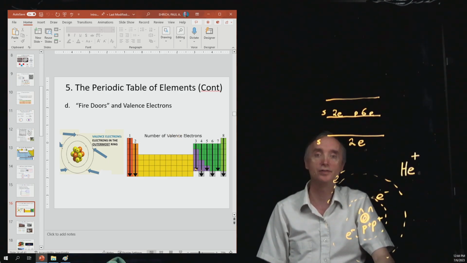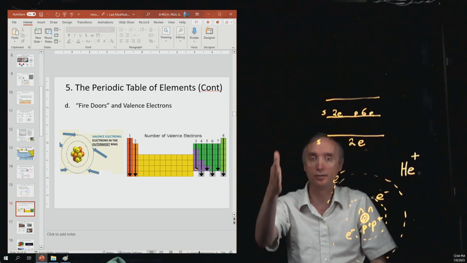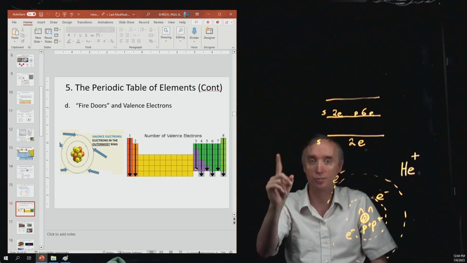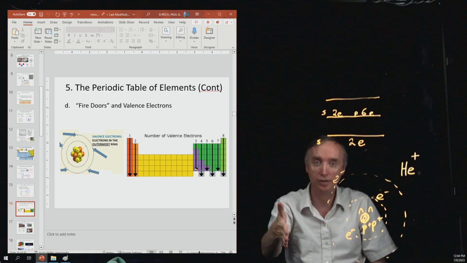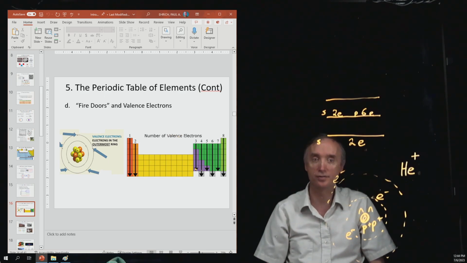Well, it's very easy. You just look at what column in the periodic table the atom is. So if the atom is in column number 1, it has 1 valence electron. If it's in column 2, it's got 2 valence electrons, 2 outer electrons. If it's in column 3, it's got 3 valence electrons. Okay?